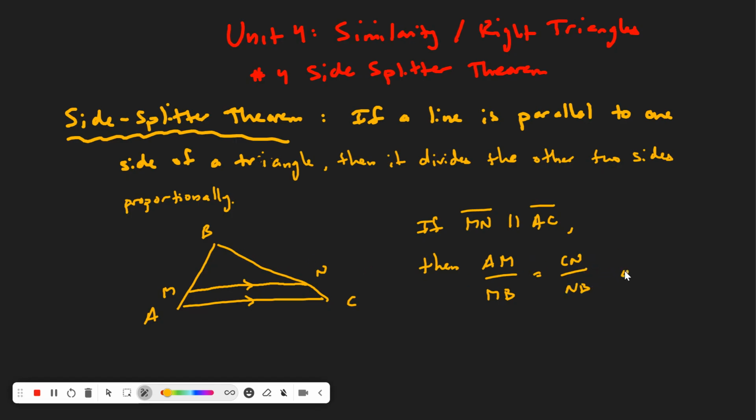Or we can go from the top to bottom. We could do BM, the big part, over MA equals, and now go to the other side. We could do BN, the big part, over NC. Either of these proportions will work. We set up this proportion and we solve for the unknown. Side splitter theorem.